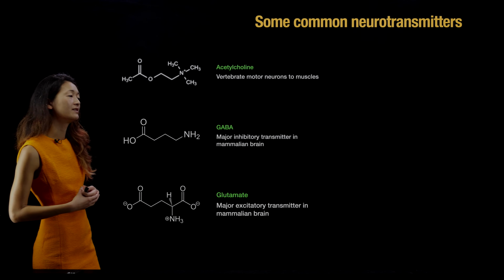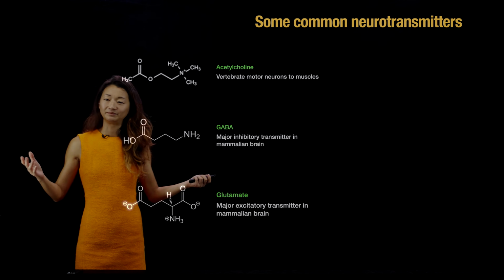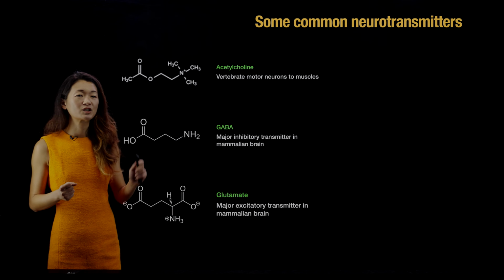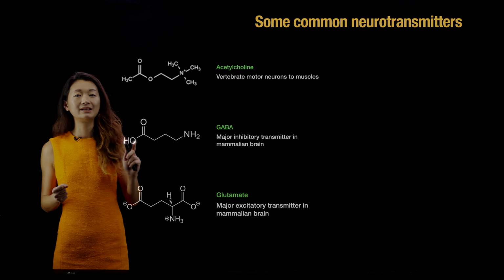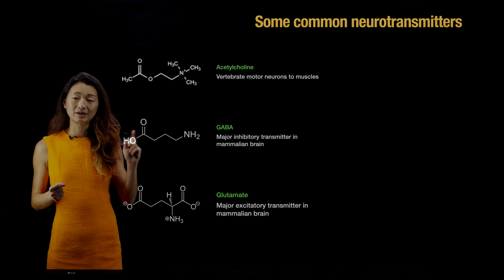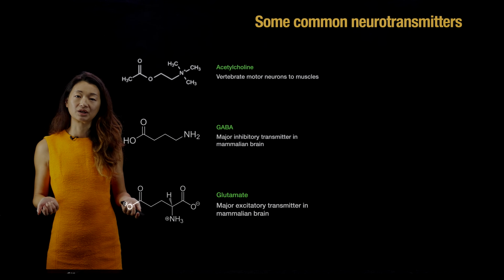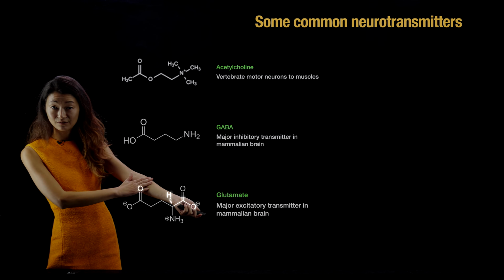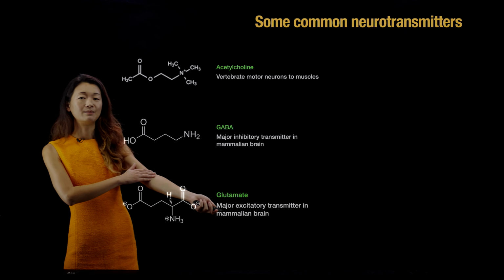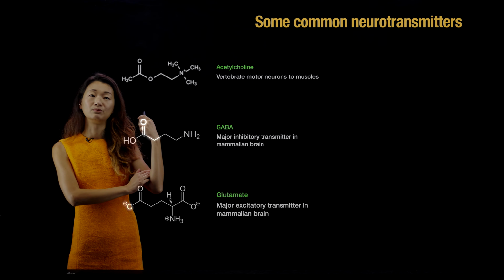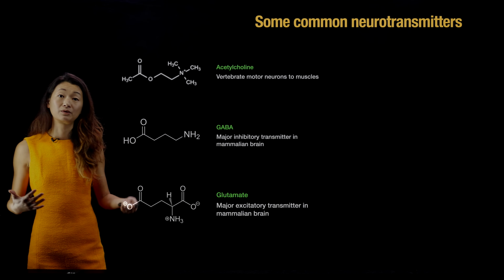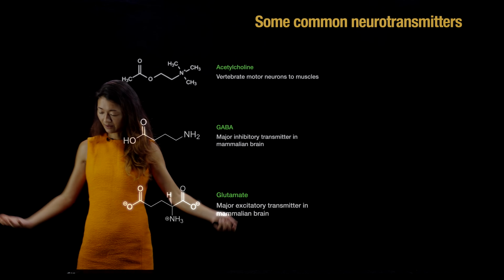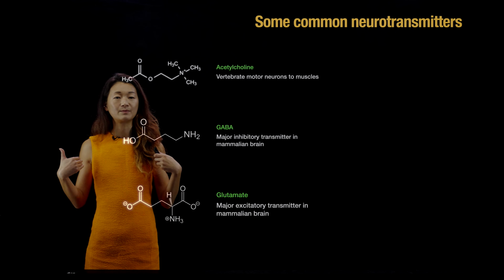So a couple of common ones that you'll commonly hear about. The first one is acetylcholine. Acetylcholine is the favorite neurotransmitter that's used at the neuromuscular junction, where your motor neurons connect to your muscles, which are also electrically active, so that you can command these muscles to contract and to move. So acetylcholine is super duper important because it's the reason that we can command our bodies and move in space.